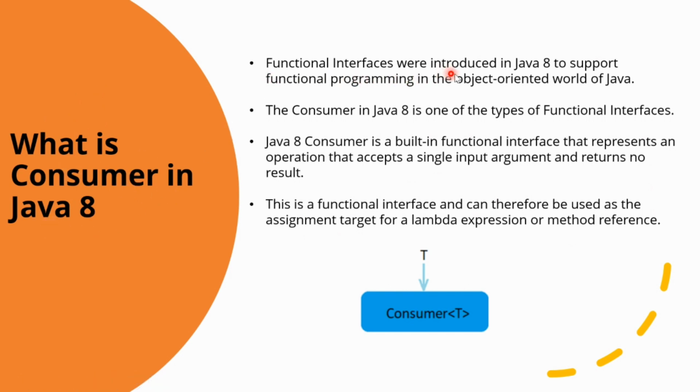Functional interfaces were introduced in Java 8 to support functional programming in the object-oriented world of Java. The consumer in Java 8 is one of the types of functional interfaces. Java 8 consumer is a built-in functional interface that represents an operation that accepts a single input argument and returns no result. This is a functional interface and can therefore be used as the assignment target for a lambda expression or the method reference.